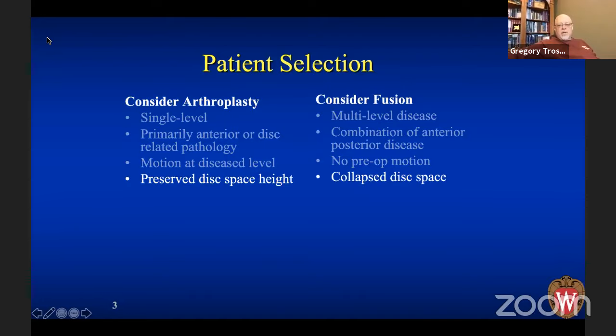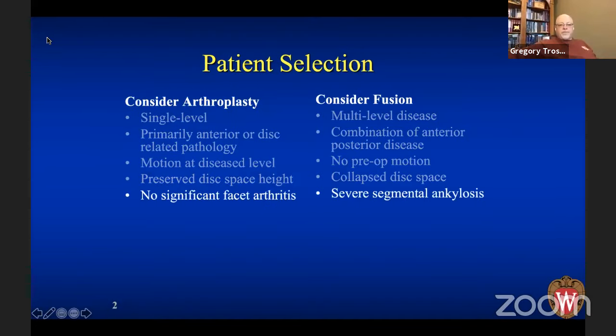Preserve disc space height. My rule is at least 50% of the disc space height needs to be maintained. I don't put any distraction pins in either my ACDF patients or my arthroplasty patients. You're able to get enough room to work, and certainly with a preserved disc space, you have enough room to take out essentially what end up being disc herniations, which is what these arthroplasties are better for.